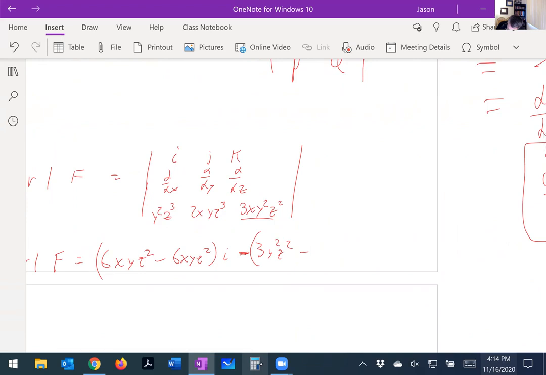Okay, so I'm like, why is it not coming out? So now it's going to be the same thing. It's going to be 3 to bring the 3 down. So that's 3y squared z squared. And these are going to cancel out. That's going to be my second 0.